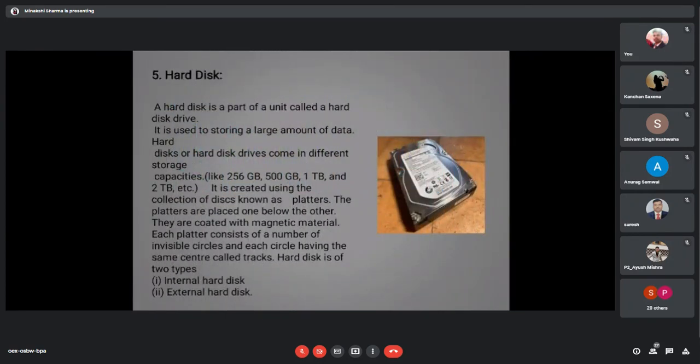Fifth one is the hard disk. A hard disk is a part of a unit called the hard disk drive. Hard disks or hard drives come in different storage capacities like 256 GB, 500 GB, 1 terabyte and 2 terabytes, etc. There are two types of hard disk. First one is internal hard disk and second one is external hard disk.